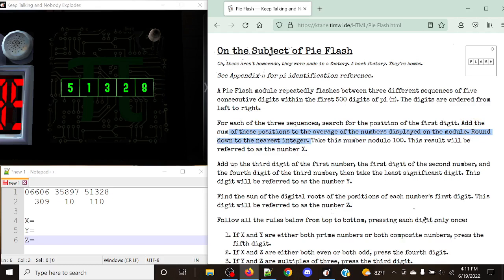Round down to the nearest integer. And then we're going to take this number modulo 100, and this result will be referred to as the number x. So now, let's take a minute and let's process this.